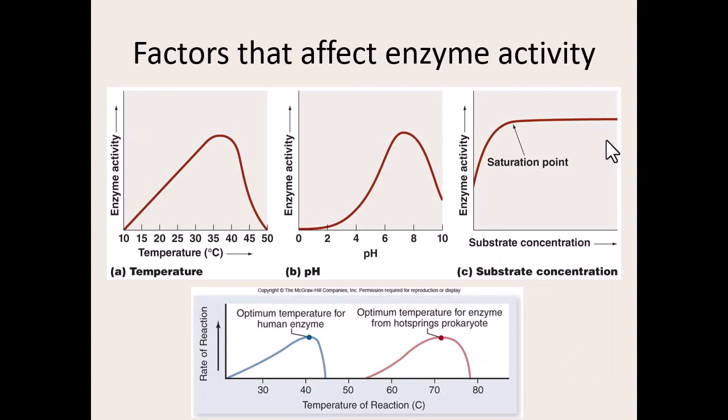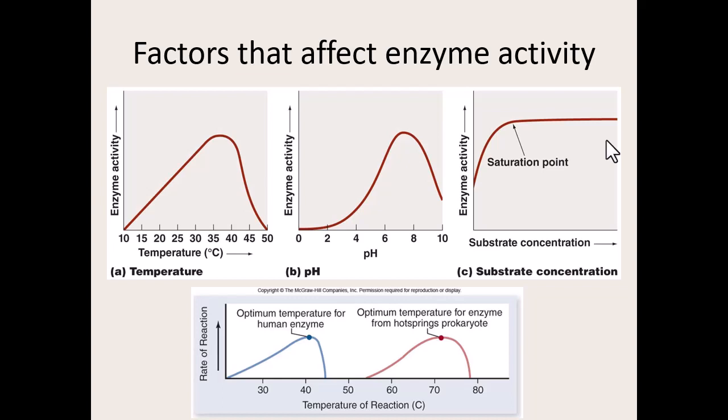This is showing the temperature. Enzymes work best at certain temperatures. Most of the enzymes found in our bodies work best at body temperature. So too hot, too cold, they're going to stop working. Most of the enzymes in our body work best at a neutral pH. Again, that's what our bodies are.